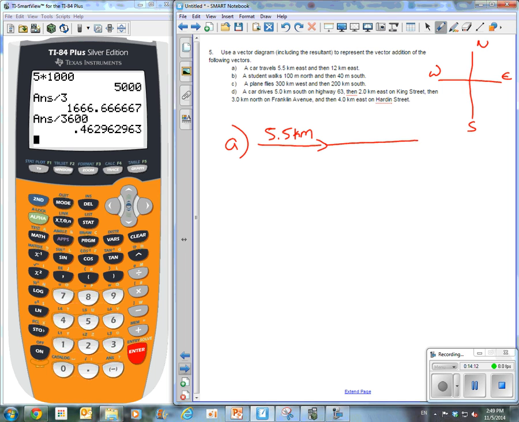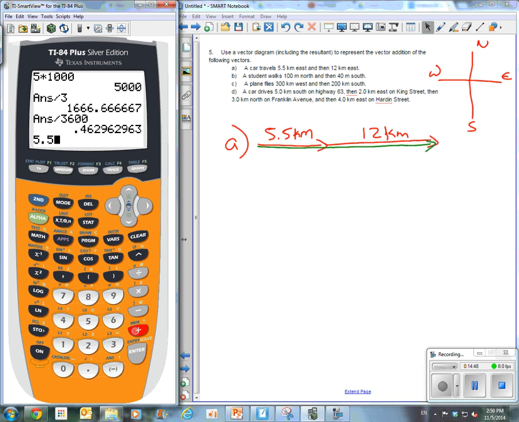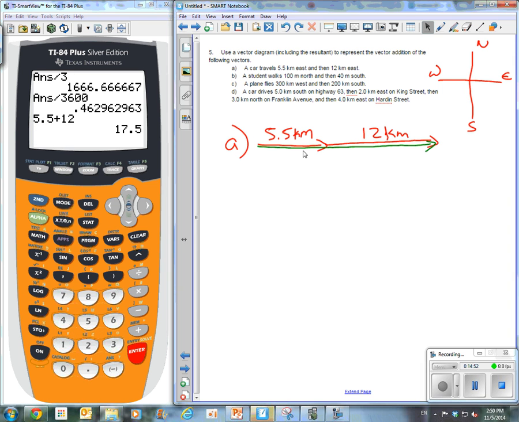and then another 12 kilometers east. Now note that the 12-kilometer arrow is much longer than the 5.5-kilometer arrow. It should be almost double that, or over double that, because that's the magnitude portion. So now my resultant, which the question is asking us for, is from where I start to where I finished. Now, we want to know the amount, and in this case, I'd be taking 5.5 and adding it to 12 kilometers, so I would get 17.5 kilometers, and of course this is east. Okay, so nice and easy. We've done a lot of that already.